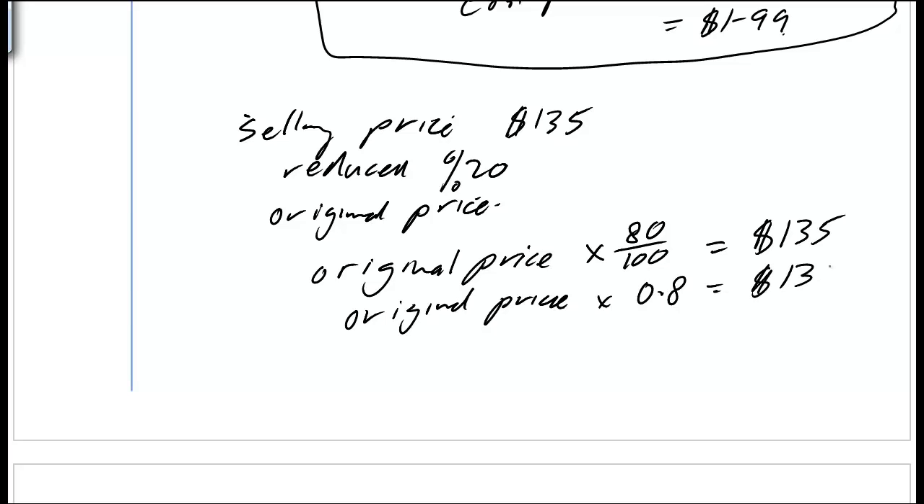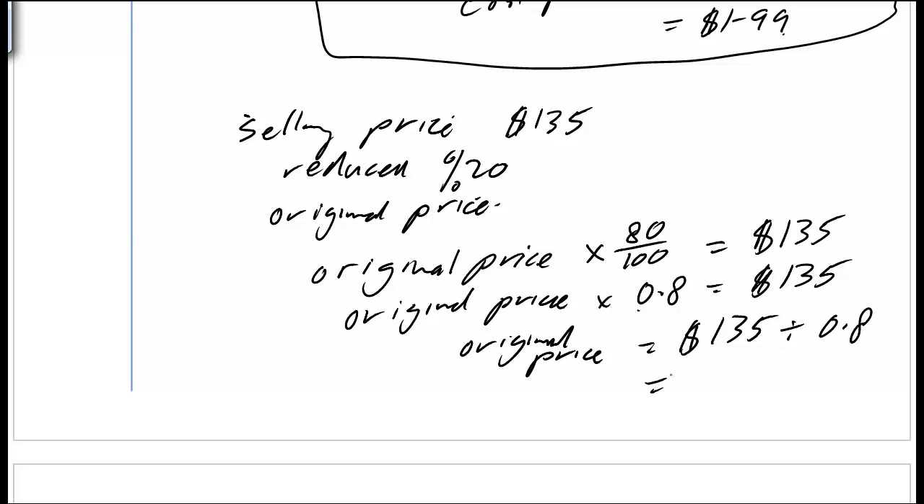is $135, okay? So we want to work out the original price. So the original price will equal, bringing that 0.8 over to this side, it'll be 135 divided by 0.8. If you work that out, you get $168.75.